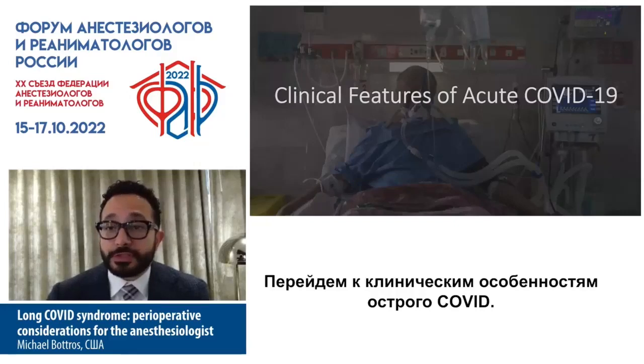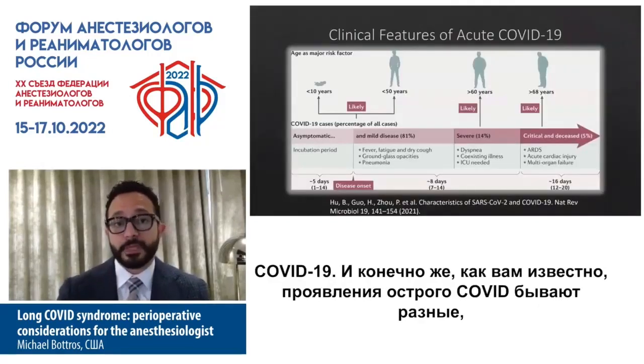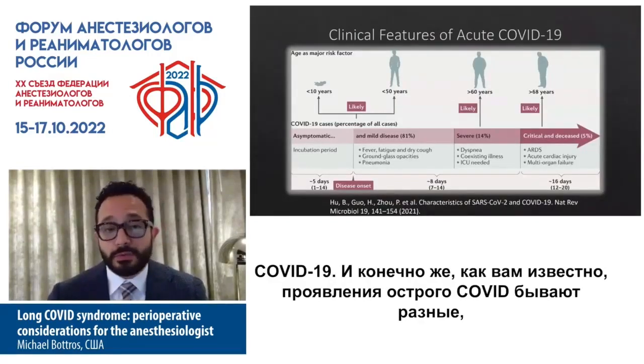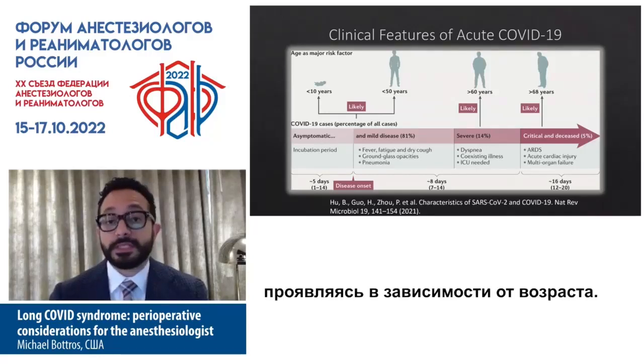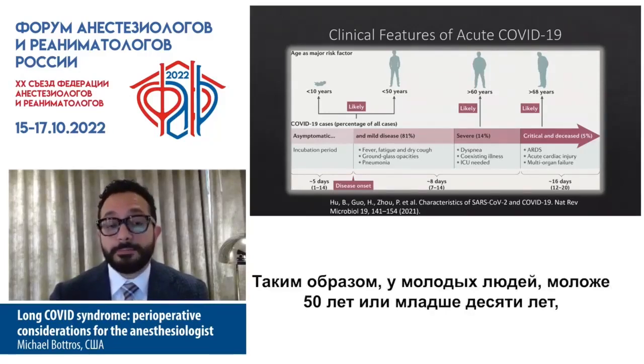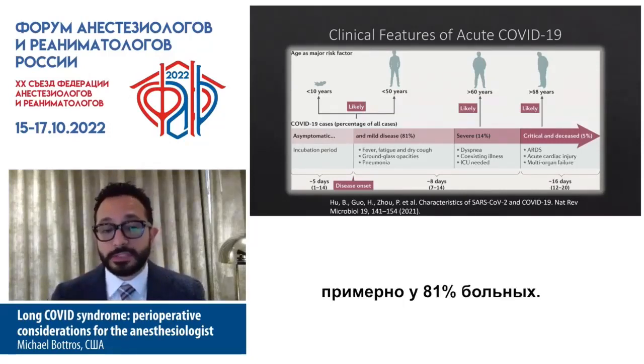Moving on to the clinical features of acute COVID. In order for us to understand long COVID, we need to have a better understanding of acute COVID. And of course, as you know, the acute features of COVID have different manifestations based off of age. So people who are young, less than 50 years of age, or even less than 10 years of age, may be asymptomatic during the incubation period, may develop only mild disease, which is about 81% of patients.